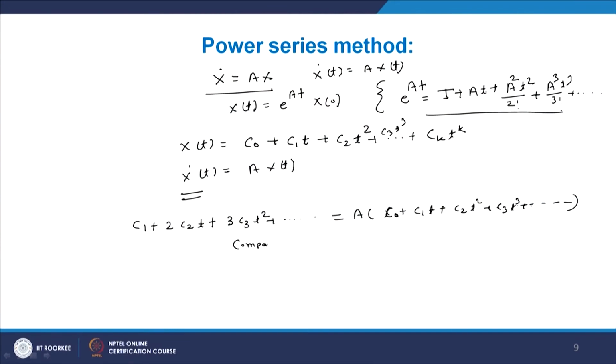Comparing the coefficients of t. Now, we compare the coefficient of t. So, now see here, if we see the term t raised to 0, we will find that t raised to 0 means 1. So, for this it is C1 and here it is A into C naught.